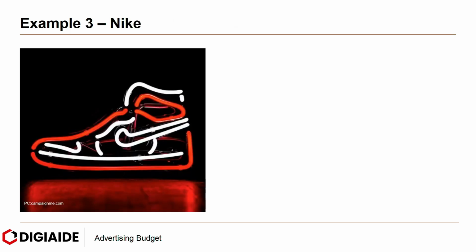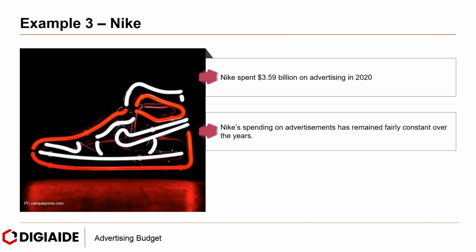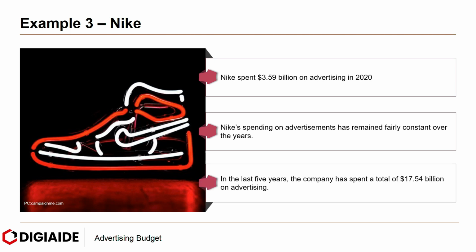Next, the final example, Nike. Nike spent about $3.59 billion for advertising in 2020. Nike's spending on advertisements has remained fairly constant over the years. In the last 5 years, Nike has spent a total of $17.54 billion on advertising, which is roughly about $3 to $4 billion a year.